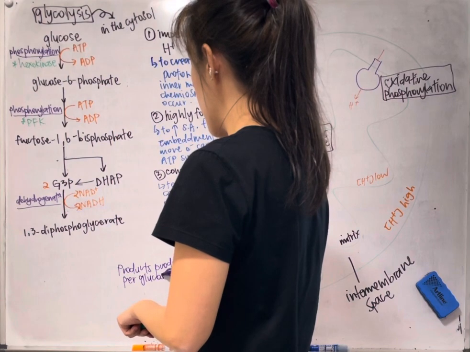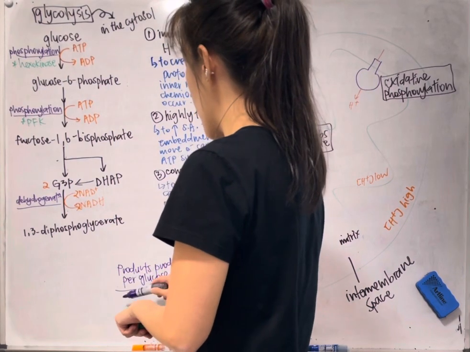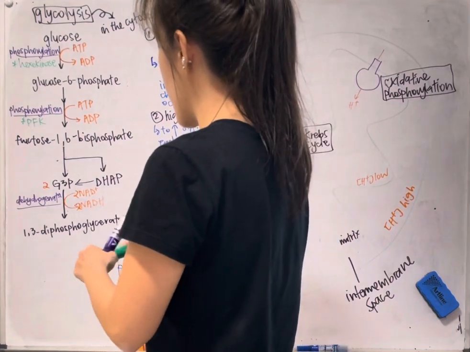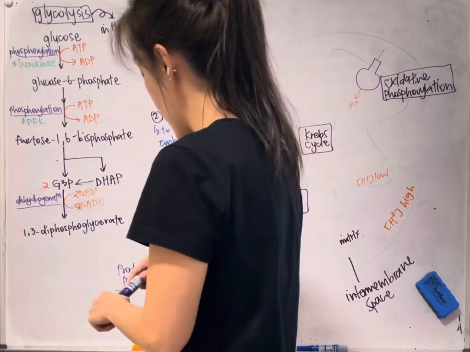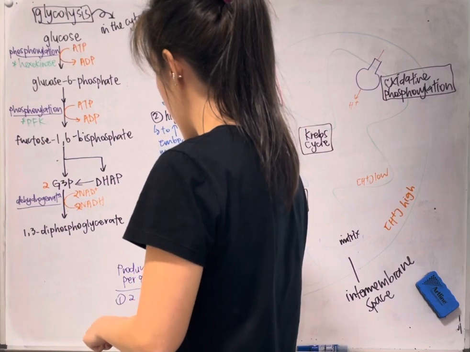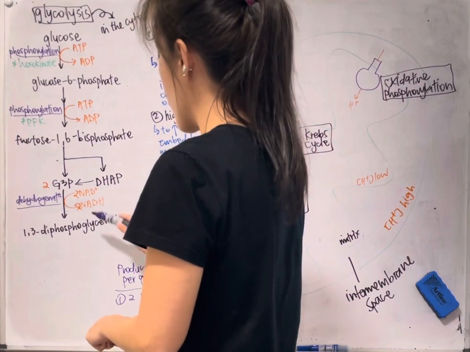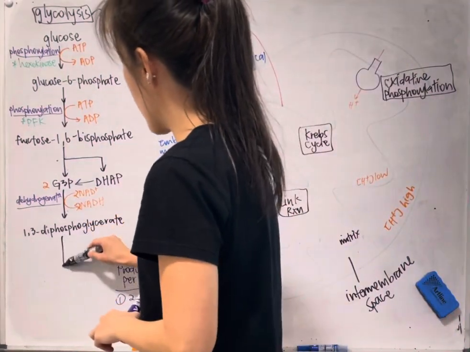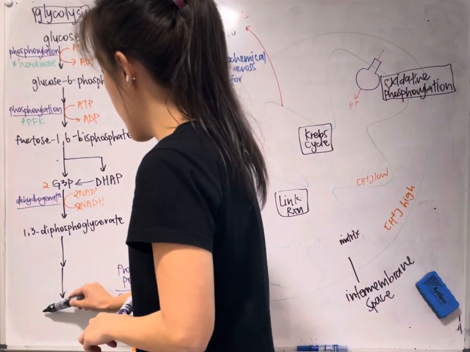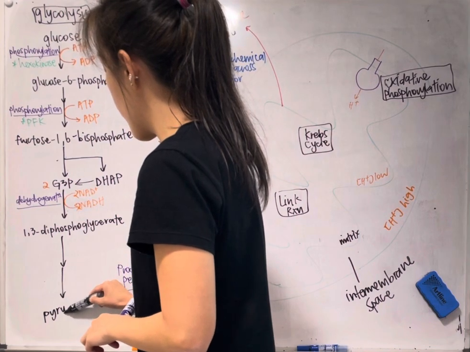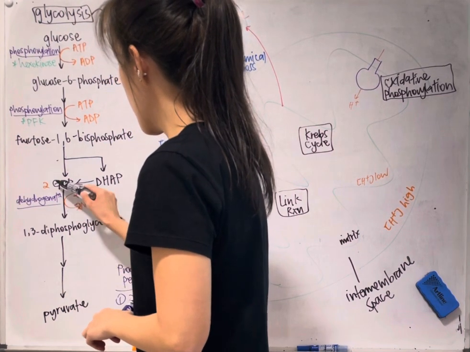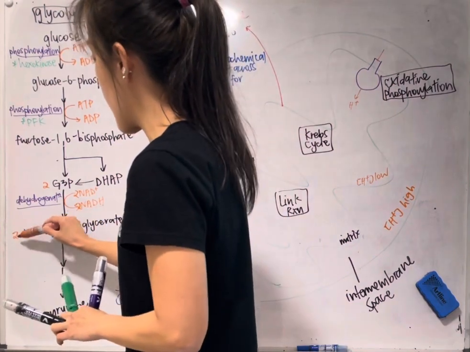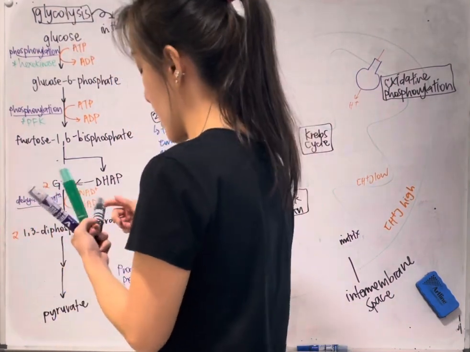So the products produced per glucose. For glycolysis, the first one I have is 2 net ATP. I will explain why 2 net ATP, but I say that I form 2 NADH as well. This is the reason why. But let's continue first. You're not expected to know the product formed, but ultimately I will form pyruvate. Since I form 2 G3P, every 2 G3P becomes 2 1,3-diphosphoglycerate.